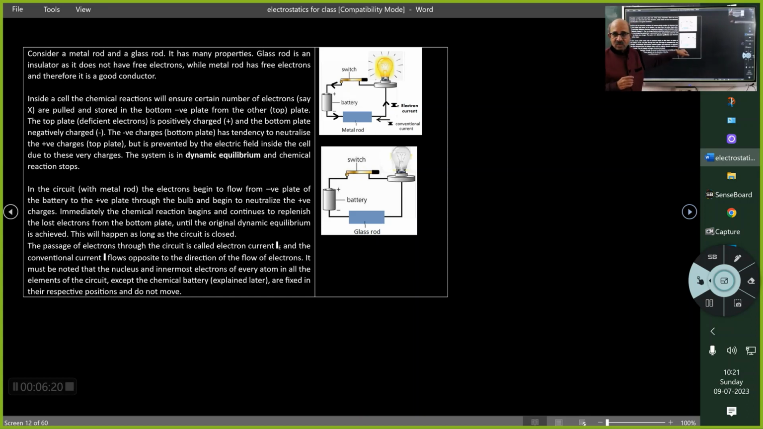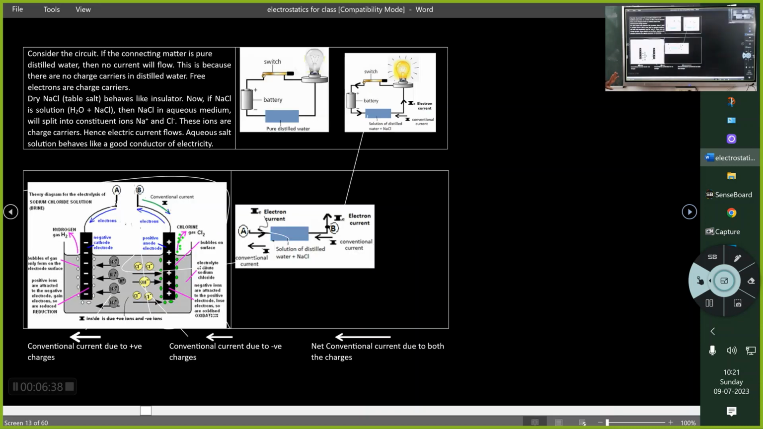Now, even though there are atoms in a glass rod, there are no charge carriers, therefore it will not help the bulb to glow. The electric field has no effect on a glass rod. Right? Just an idea. You will have a better idea now when we talk about conductors and resistors.